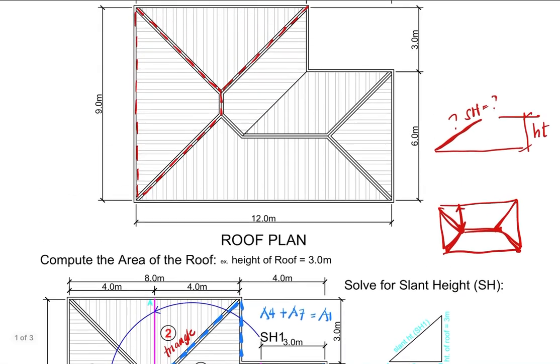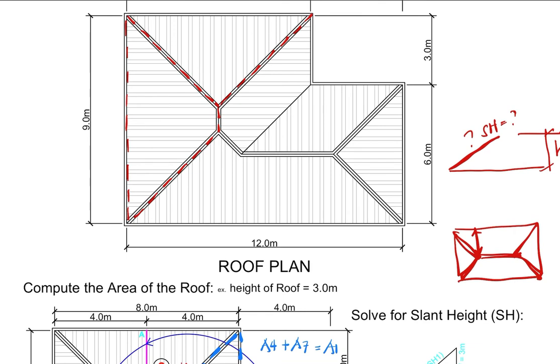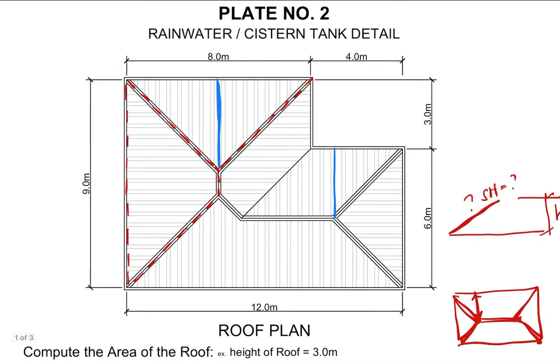Okay, but in my example, you have different slant heights. So you have this slant height, this one, and then this one. You have this slant height for that one. As you can see, since that is your base, this is A, B. So this is point A, this is point B.